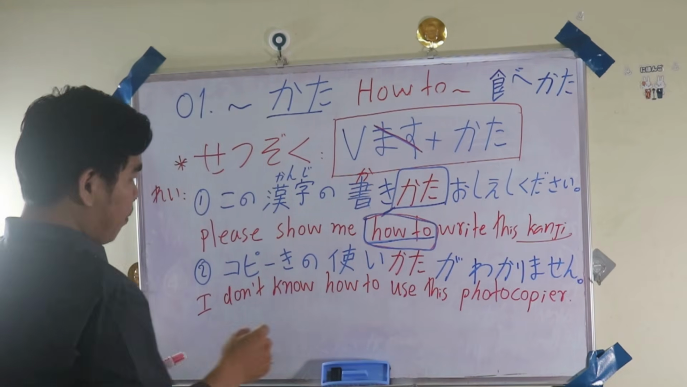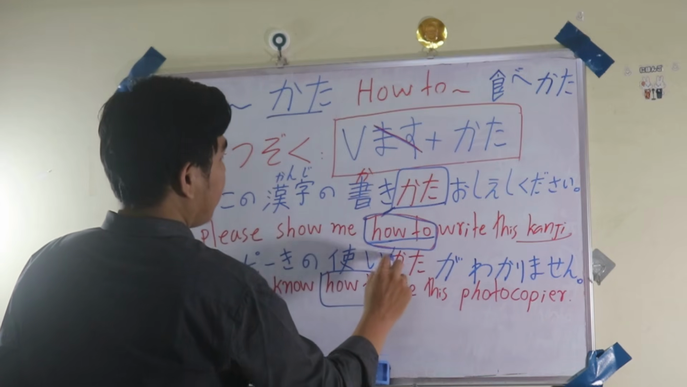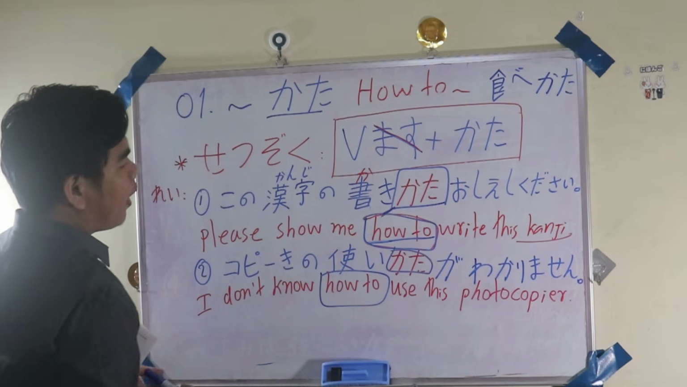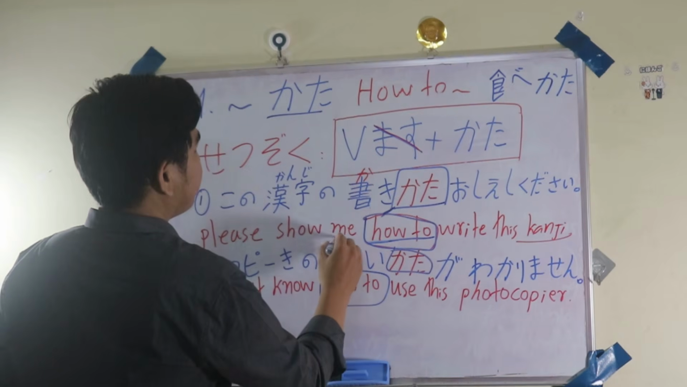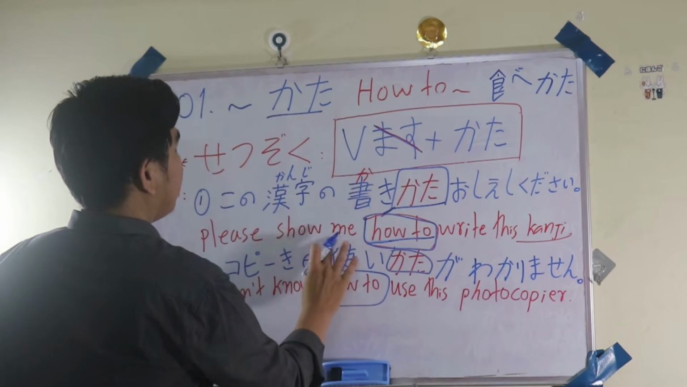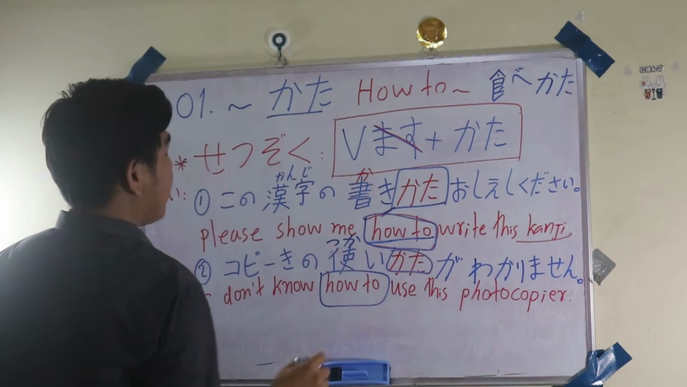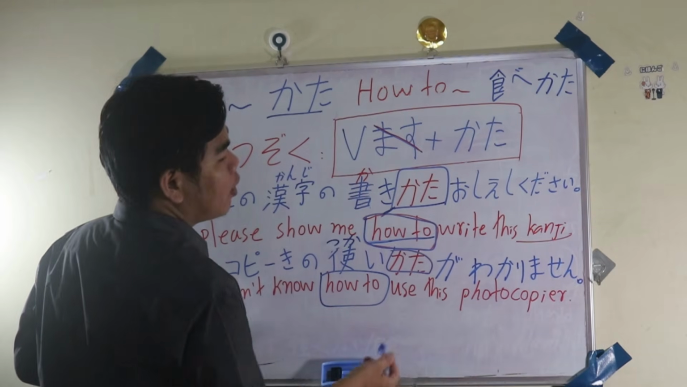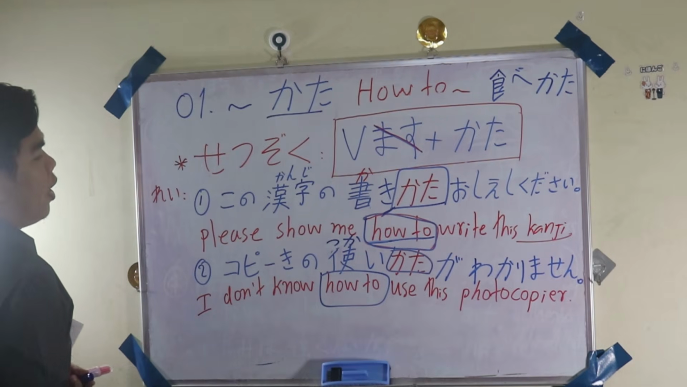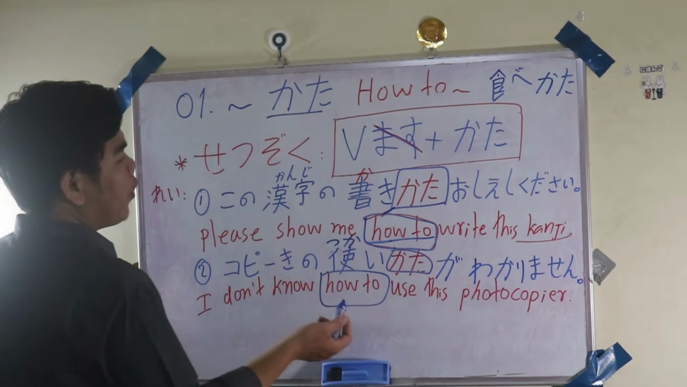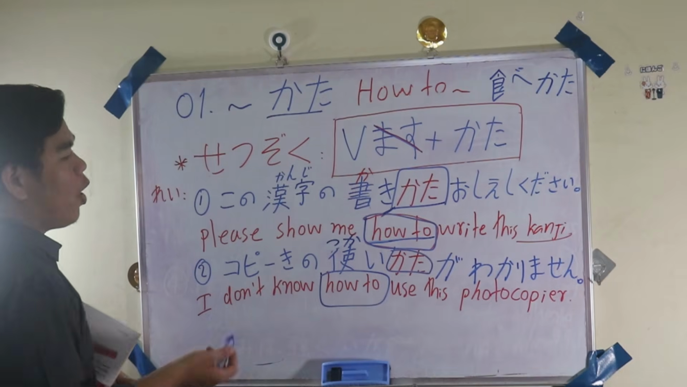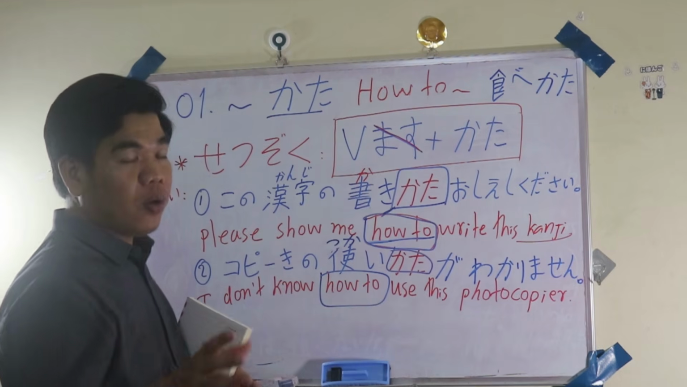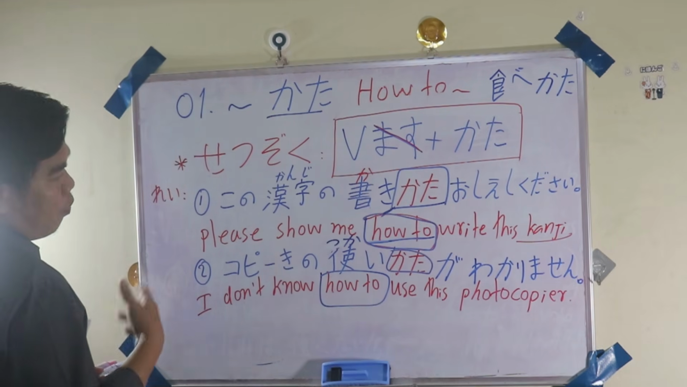Okay, one more example about how to. How to means kata. コピー機の使い方がわかりません。 Everyone knows the word 使い方. コピー機の使い方がわかりません。 I don't know how to use this photocopier. I don't understand how to use it because it's my first time. So please tell me.